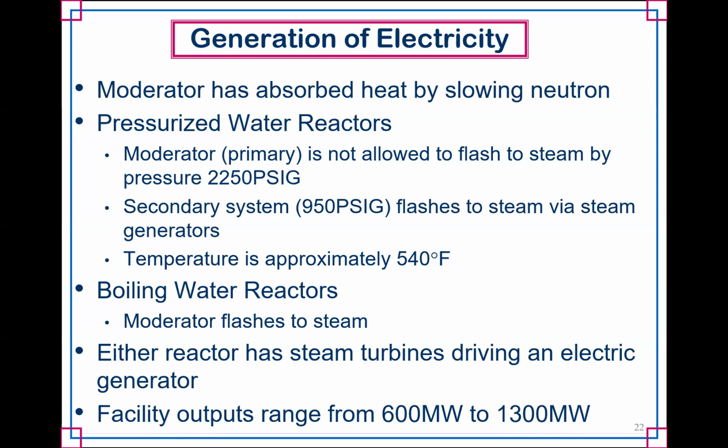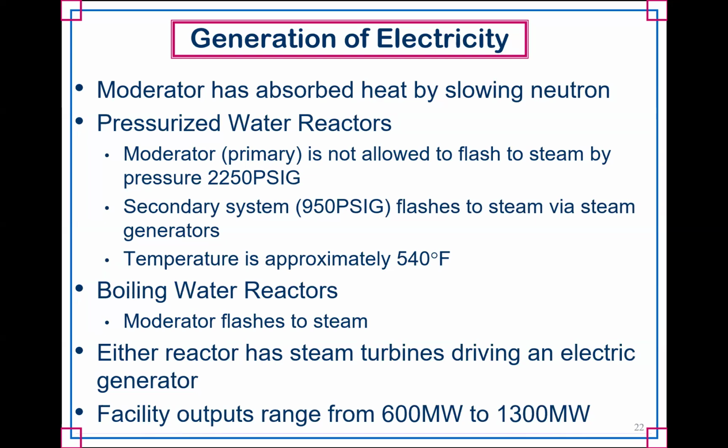Then you run it through a heat exchanger, which has a secondary system, and that is dropping the pressure down at about 950 or so psig. The water flashes to steam via those generators, and the temperature is approximately 540 degrees. For our friends who really enjoy thermodynamics, this is what's called saturated temperatures. So the steam coming out of these nuclear facilities tends to be a little bit wet. So there's some additional stuff with moisture separators and reheaters that you need to do before you start running them through the turbines so that you don't damage them.